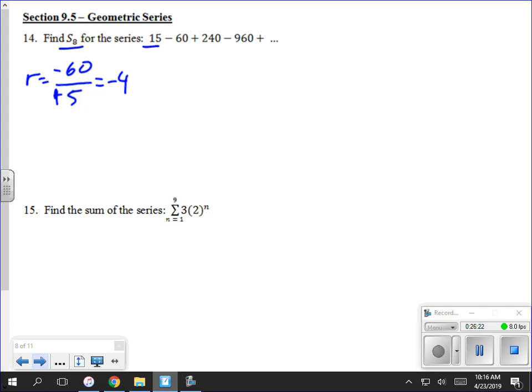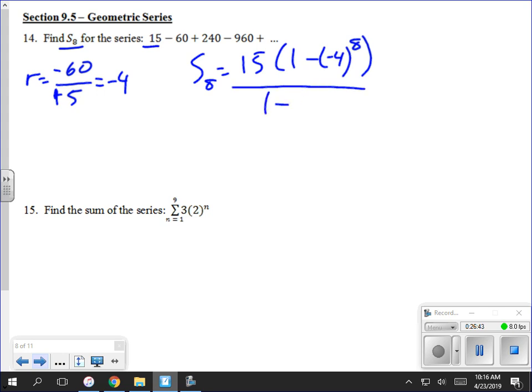Plug it into the formula. The sum of the first 8 is the first term, 15, times 1 minus negative 4 to the 8th power, divided by 1 minus negative 4. Don't do it all at once. Do it one part at a time. Use the parentheses. Make sure you're typing things in correctly as far as your negatives and positives go.